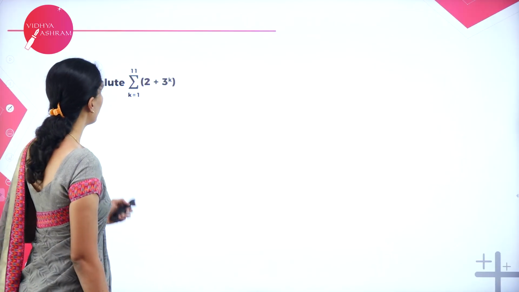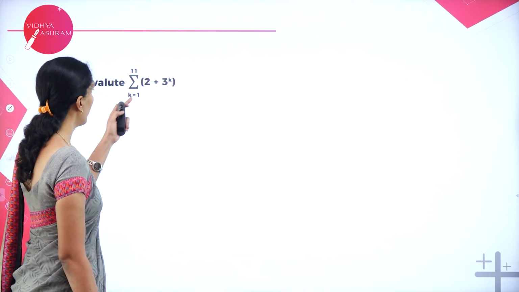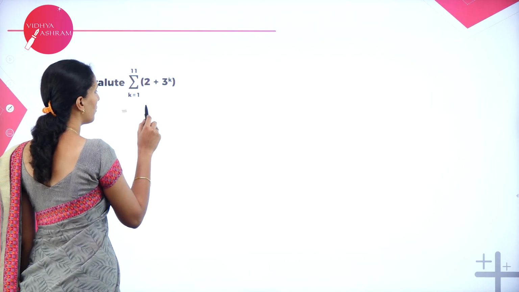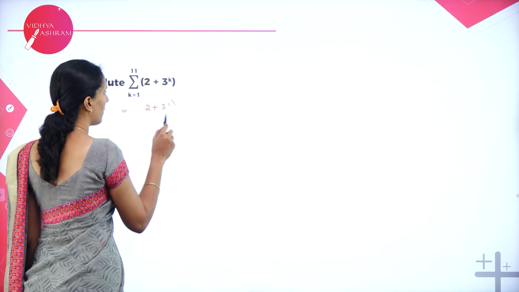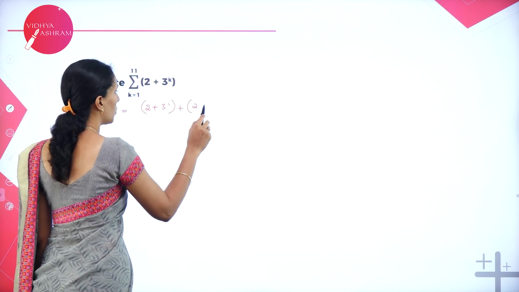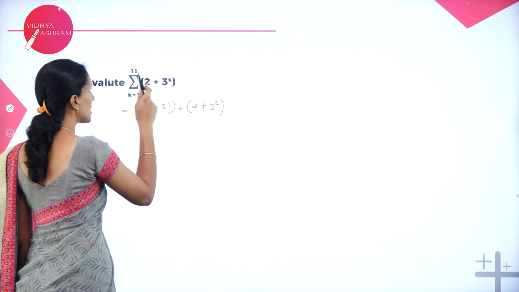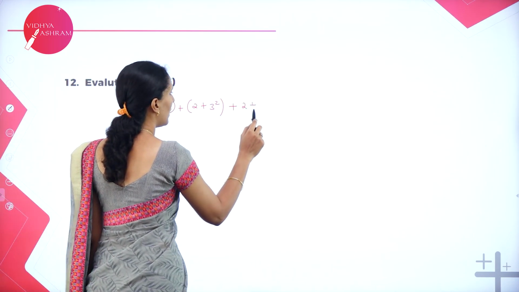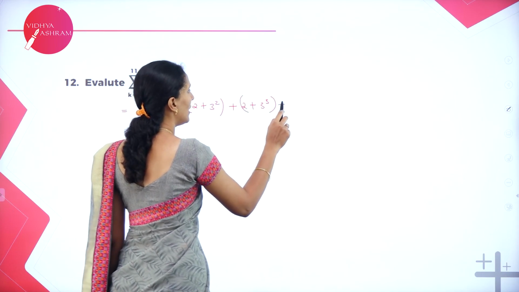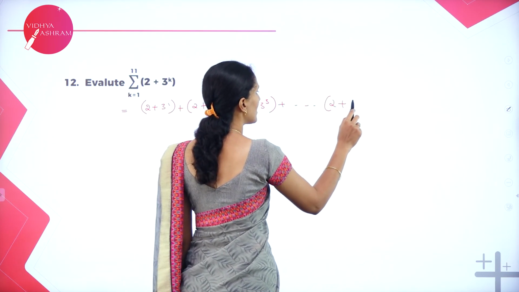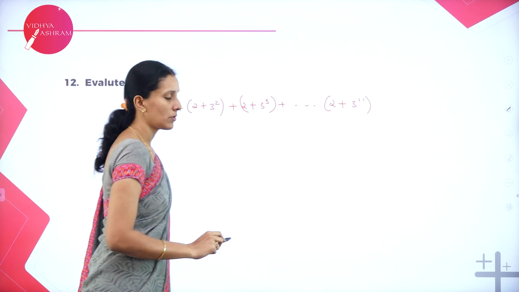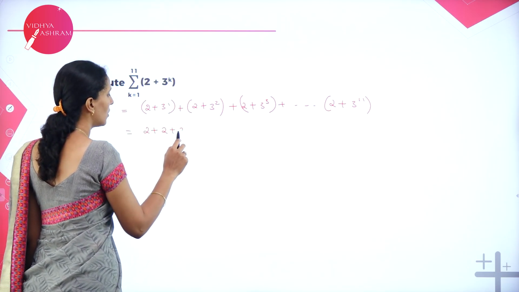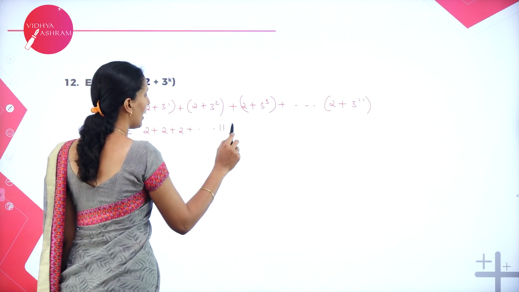Next question, evaluate the summation of 2 plus 3 to the power k, from k equals 1 to 11. Let us expand this. Substitute the value of k. The first term is 2 plus 3 power 1, plus 2 plus 3 square. Summation is nothing but addition of these types of terms. So next 2 plus 3 cube until 2 plus 3 to the power 11. So how many times do we have 2? 2 plus 2 plus 2 plus etc. 11 times.